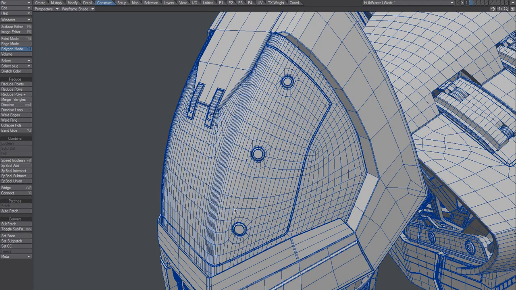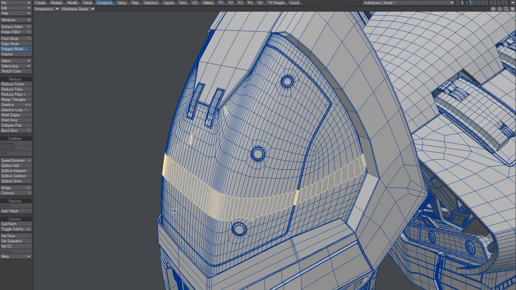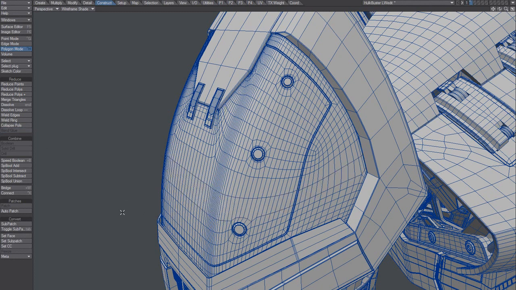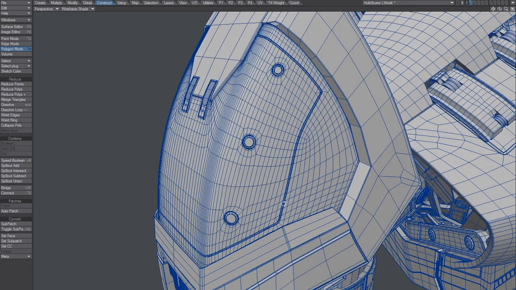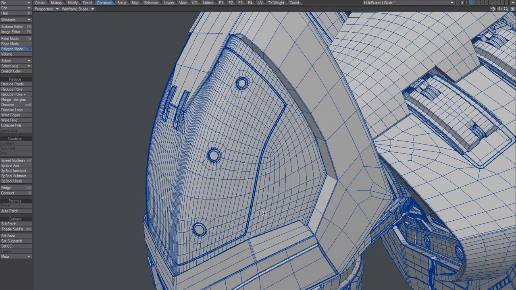So, okay, I'll take these two guys instead, and I'll run bang glue. Oh, and what do you know? Basically the same thing, but not quite.